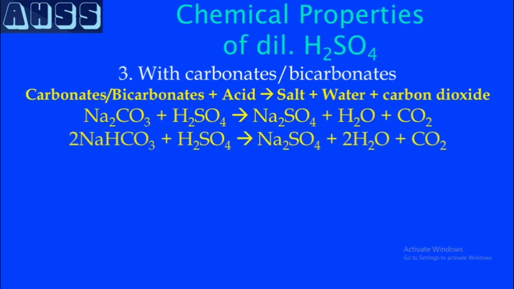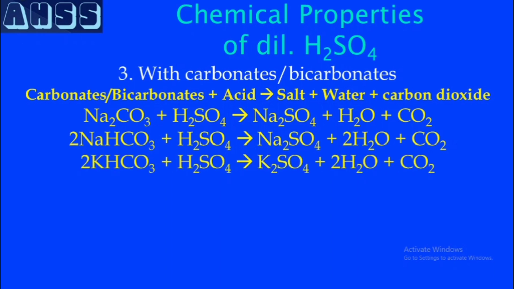Similarly, when sodium bicarbonate reacts with sulfuric acid, then sodium sulfate, water, and carbon dioxide will be produced. When potassium bicarbonate reacts with sulfuric acid, it gives potassium sulfate, water, and carbon dioxide. Next, when dilute sulfuric acid reacts with sulfite salt.